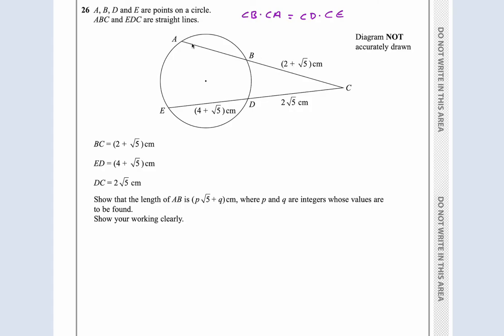When you've two chords, and you extend them so that they meet, then you can apply this. CD times CE equals CB times CA. Obviously, the letters can be whatever they are. It's just this to this. So the intersecting point to the circumference times the intersecting point to the other circumference equals this times this. Okay, so that's the first thing. Then obviously we're going to have to use surds and stuff, so it's going to get tricky, but let's apply what we've said. So again, I'm going to write here, guys, just so we have space, but you obviously write down here. We need to show that the length of AB is this, where P and Q are integers whose values are to be found. So it's basically saying the answer is going to look something like this, find P and Q.